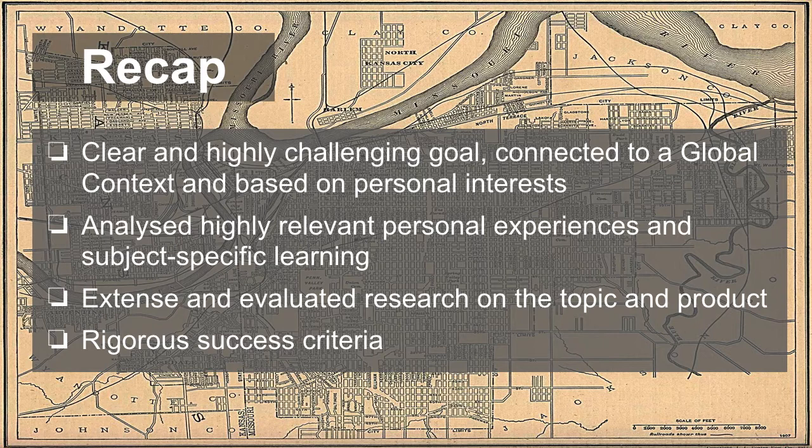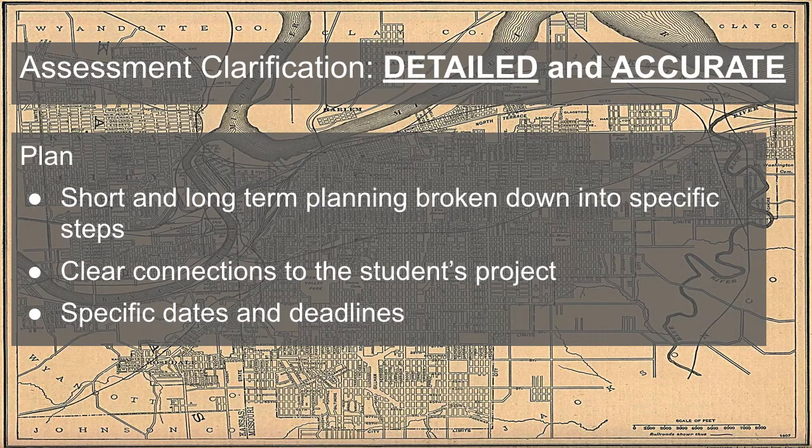So when it comes to planning, the IB has two key words for your plan. They want your plan to be detailed and accurate. And if we look at the further clarifications from the guide for the assessment, they want to see that you have short and long-term planning broken down into specific steps, clear connections to your project, and you've included specific dates and deadlines. Now, as a side note, this is obviously important for assessment. This is the assessment language given to you.